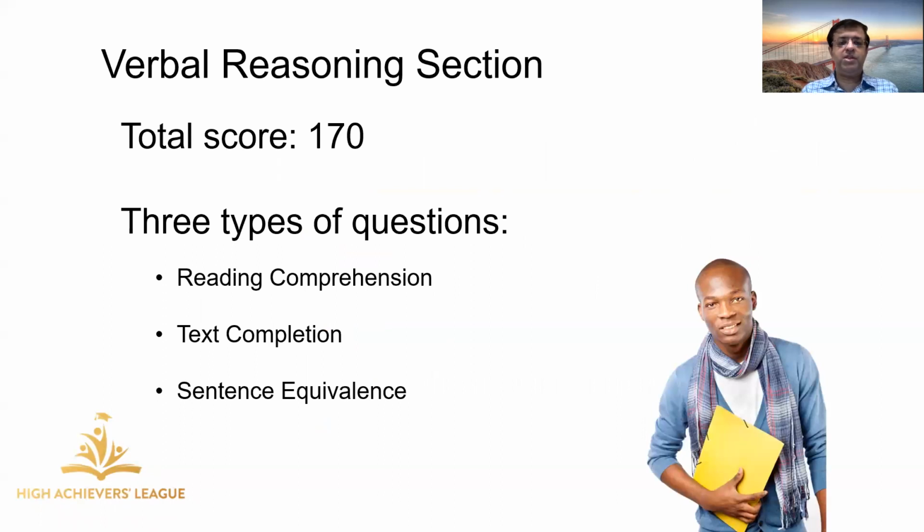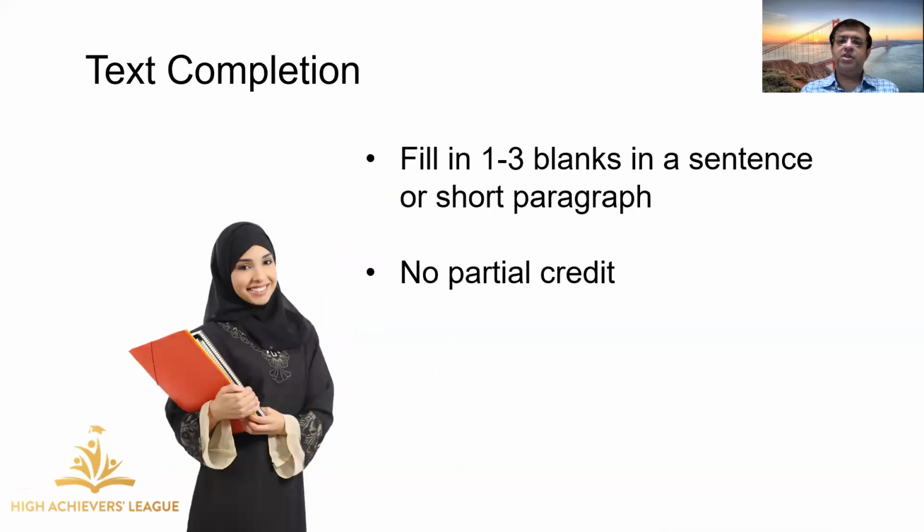So these are the 3 types of questions that you're going to see in verbal reasoning: reading comprehension, text completion, and sentence equivalence. In text completion, you will have either 1 blank or 2 blanks or 3 blanks. There is no partial credit. This means that if you have 2 blanks, you have to give the correct answer for the 2 blanks. If you have 3 blanks, you need to give the correct answer for all 3 blanks. If you give the correct answer, let's say, for 2 blanks, and your answer for 1 blank is wrong, then you will not get any credit for that.